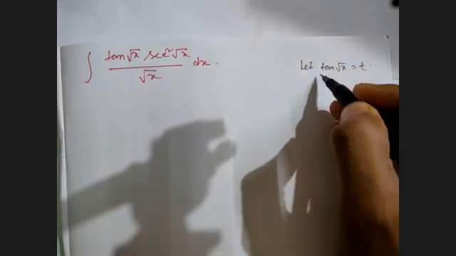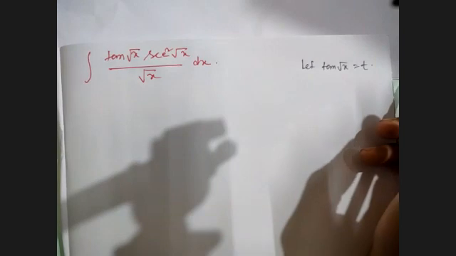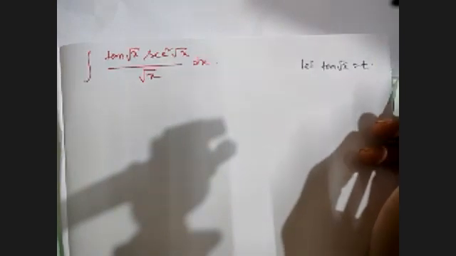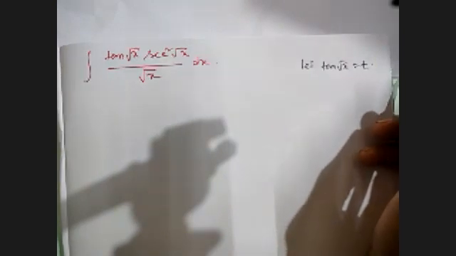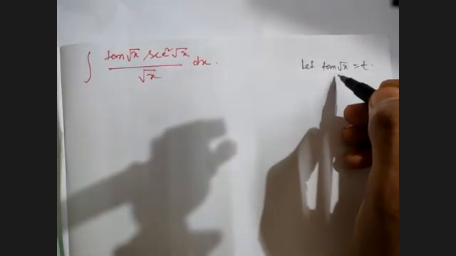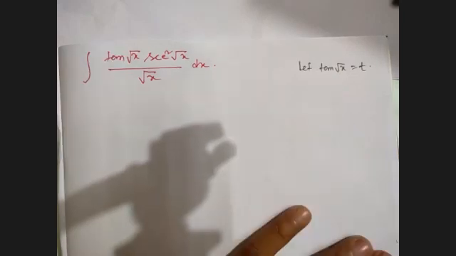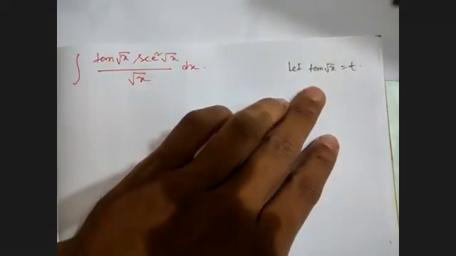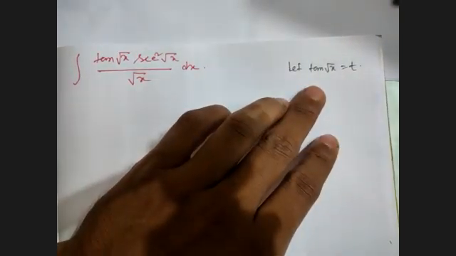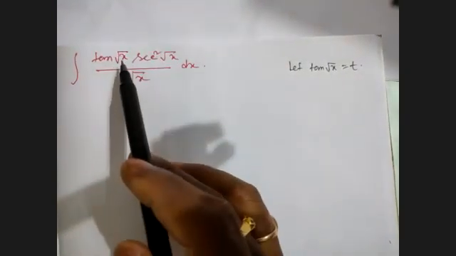So d/dx of tan root x. Sir, can we also take t equal to sec square x? No. If you take t equal to sec square root x and then differentiate it, you are not getting tan root x. So you have to let that variable equal to t, which brings another function.